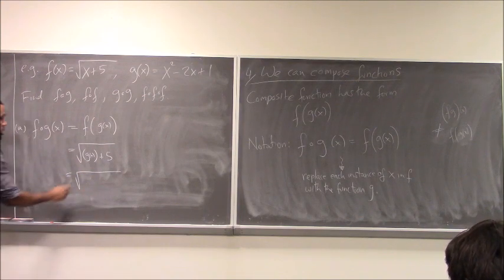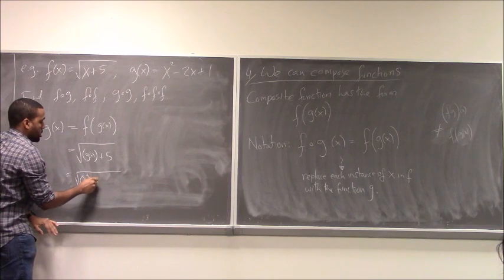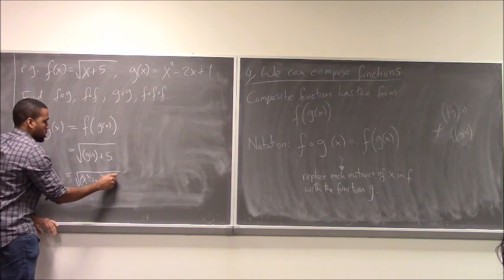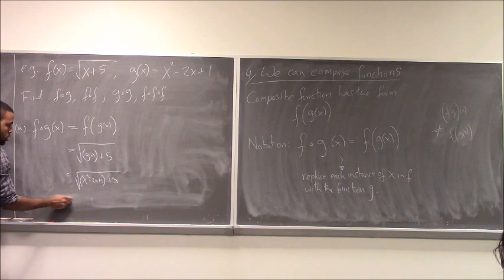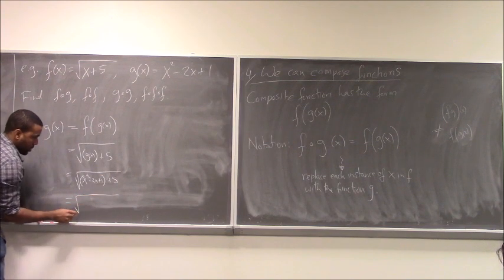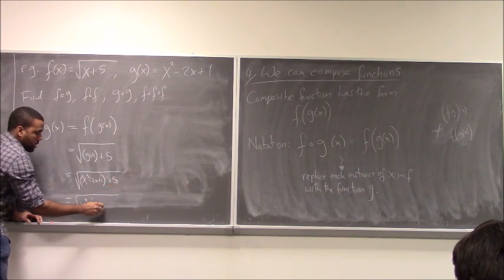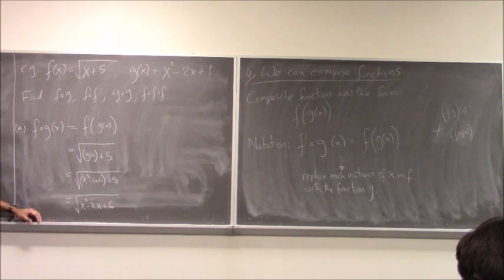So this will give me, my g is actually that guy, x squared minus 2x plus 1, plus 5. And we can actually combine it. X squared minus 2x plus 1 and the plus 5 can be combined to get plus 6.